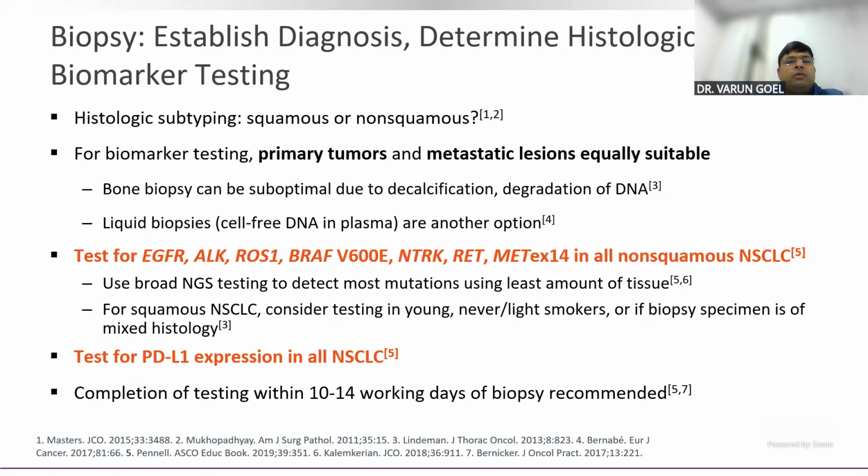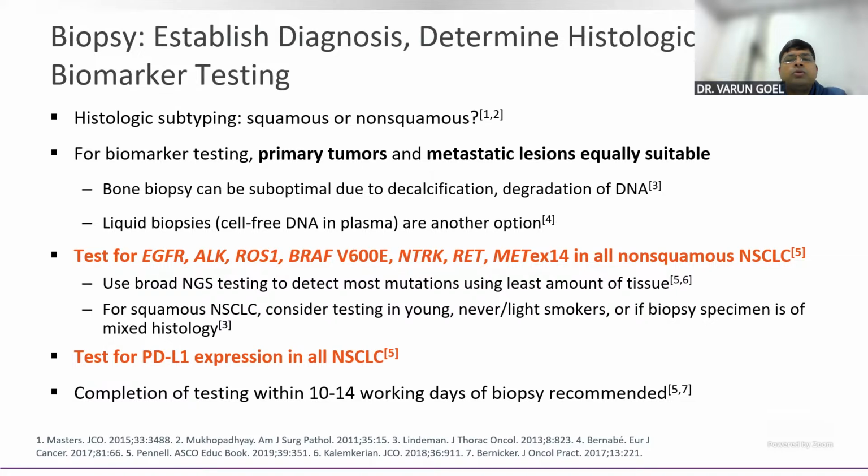So histological subtype, whether squamous or non-squamous, is the first step. We have to code that, we have to confirm that. At least it should not be small cell. For biomarker testing, primary tumor or metastatic lesions are equally suitable. It is not that every time we have to do a fresh biopsy. If there is some time gap, say the last biopsy was done maybe 6 months earlier, and we think there may be some change in the cancer microenvironment, then we can order a fresh biopsy from a metastatic lesion. But otherwise, the results are almost the same whether we test the primary tumor sample or a metastatic lesion.